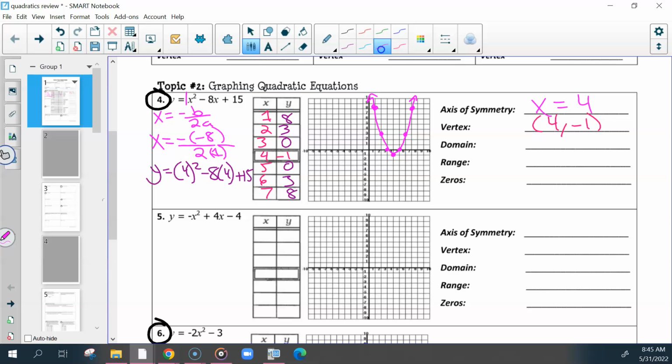Domain is all real numbers. It will always be all real numbers, so that will never change. So if you want to put that down first, because you remember that's going to be the same, you could do that. It does not matter for the test how you write it in interval notation or set-builder notation. But I'll write both.